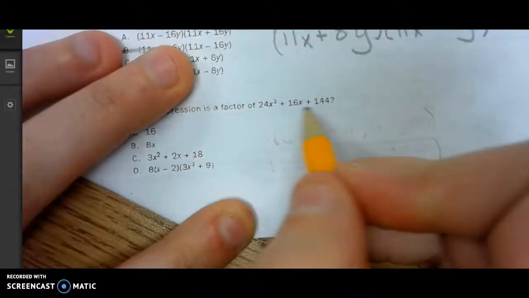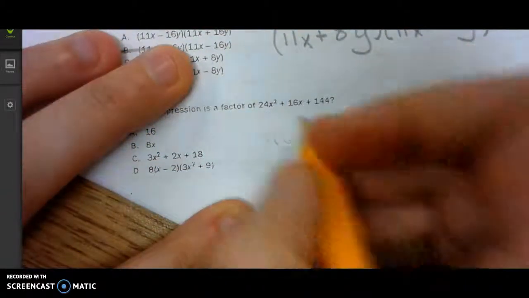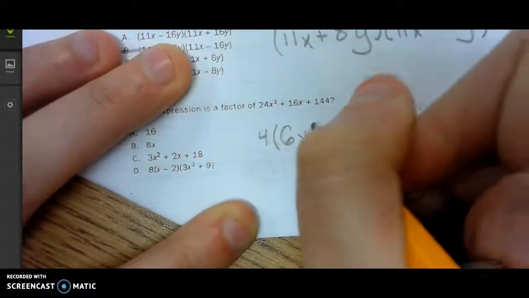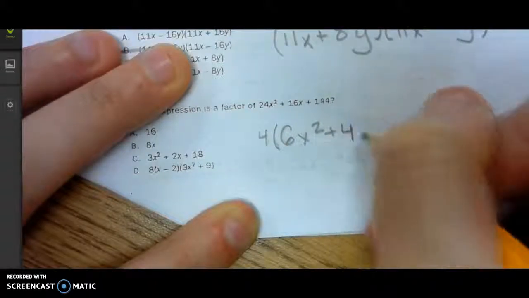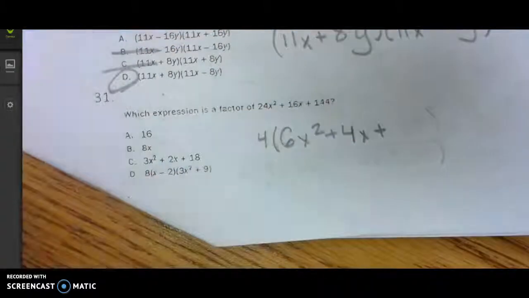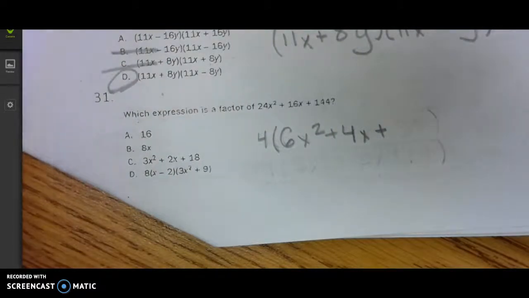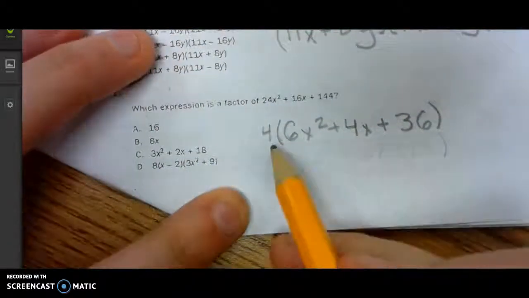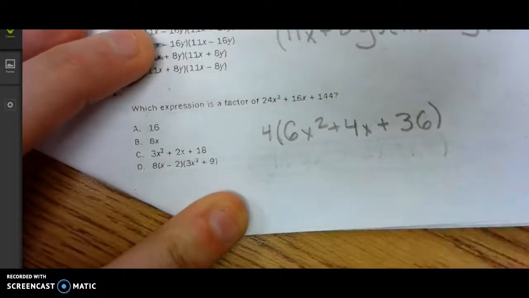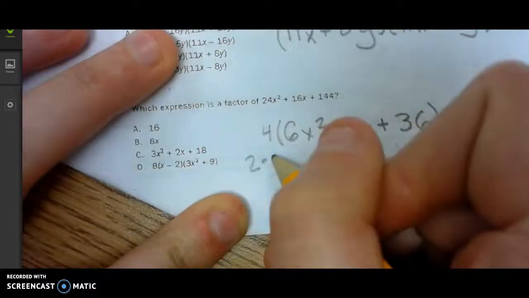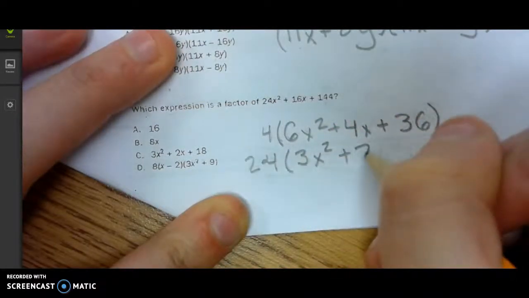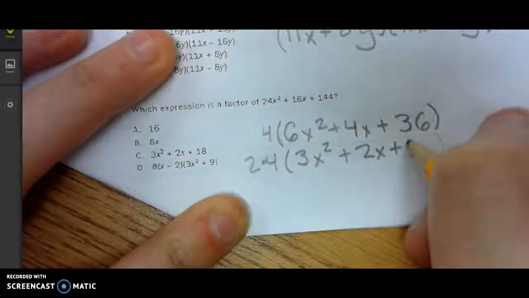If I look at this, I can clearly see that 4 goes in all of those, so I'm going to divide all these by 4. 24 divided by 4 is 6. 16 divided by 4 is 4. And I'm going to have to put that one in the calculator and get 36. But if I look at this again, I'm going to notice, oh, those are all divisible by 2. So let's go ahead and do it one more time. Take a 2 out. Get 3x squared plus 2x plus 18.